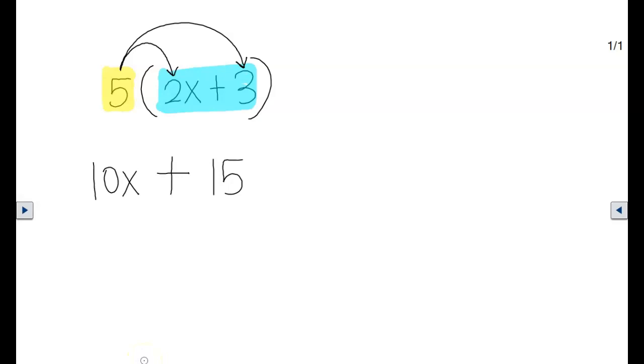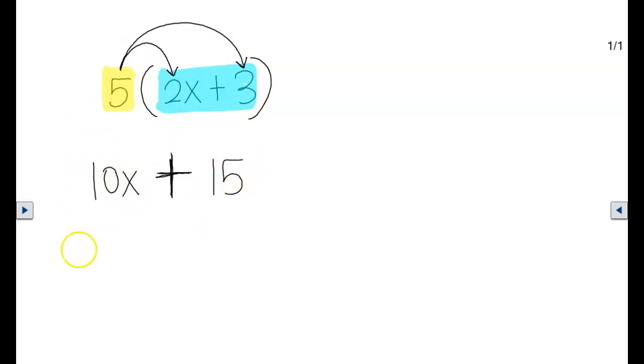So to take you back through how I did that, I first of all looked at my plus sign and I wrote the same sign down here. And then I multiplied 5 by each member of my group. 5 times 2x gave me the 10x, and 5 times 3 gave me the 15.